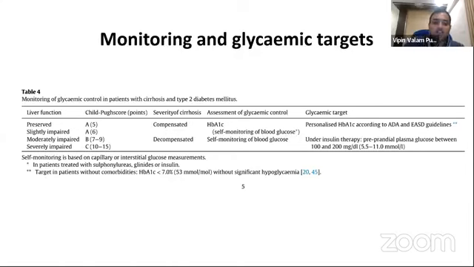So this is, in a nutshell, what I have discussed regarding the monitoring and the glycemic target. Monitor with HbA1c if the patient is having preserved liver function, self-monitoring of blood glucose if the patient is having impaired liver function. Glycemic target for HbA1c and pre-meal blood sugars as per the ADA guidelines for preserved function. And under insulin therapy, the preprandial blood glucose should be between 100 to 200 milligram per deciliter.